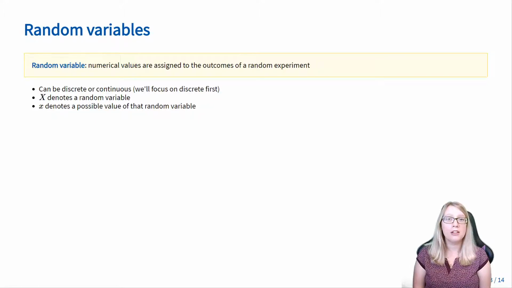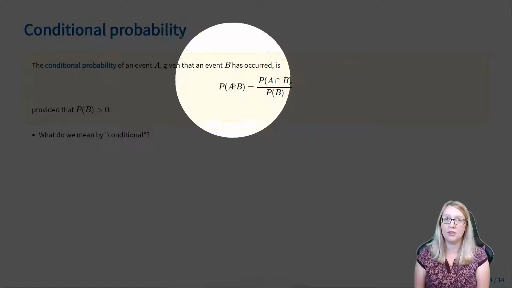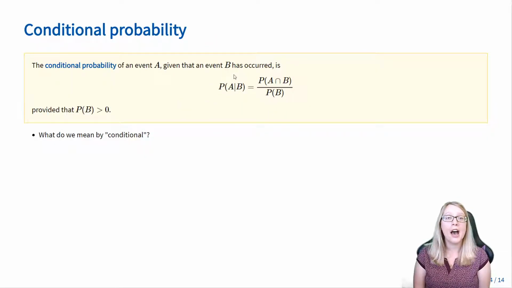Notationally, we'll use capital letters like capital X, capital Y to indicate random variables, and lowercase letters like little x, little y to indicate the observed values of those random variables. So let's start with the definition of conditional probability. The idea with conditional probability is that we are limiting our sample space or focusing on just a smaller set of outcomes. So we say that the conditional probability of A, or the probability of A given B, indicated with a vertical bar, is the probability of A and B divided by the probability of B.